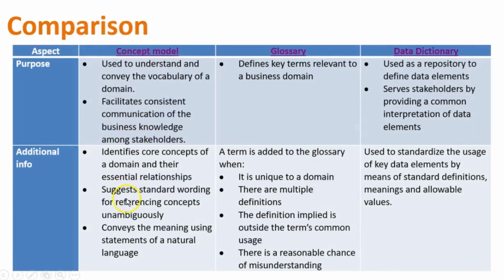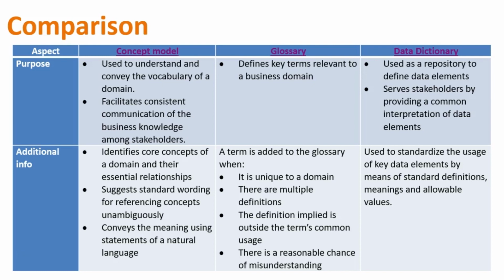Now, it also suggests standard wording for referencing concepts unambiguously. As you can see, it was plain and simple. We had course, trainer, these were quite simple and unambiguous. And it also conveys the meaning using statements of a natural language. Just like I said, a participant attends a course. These are quite simple and easy to understand.